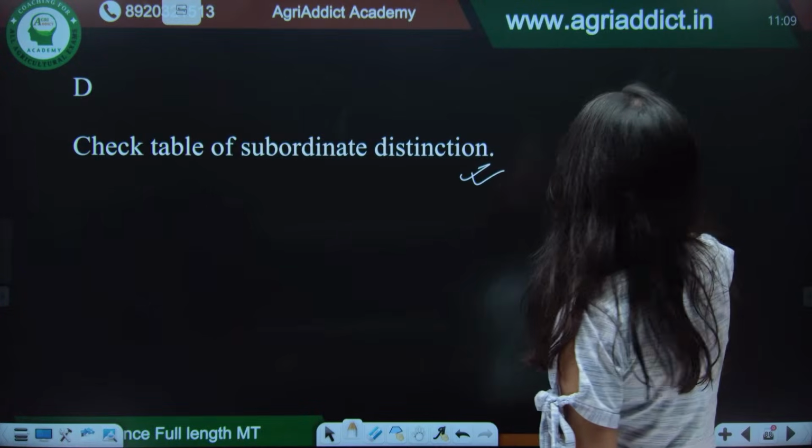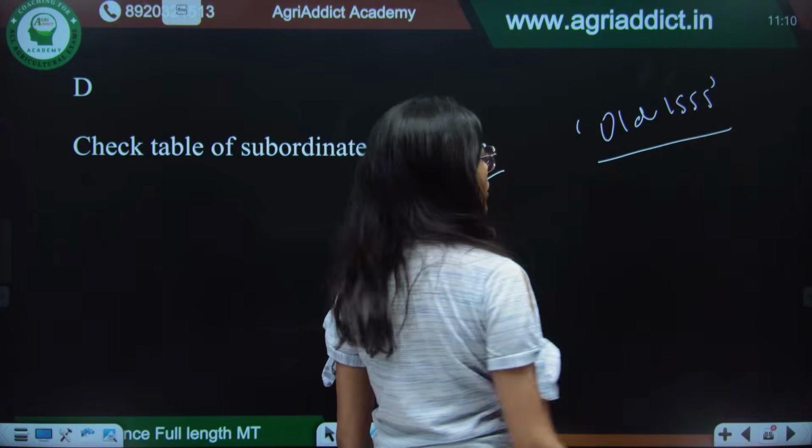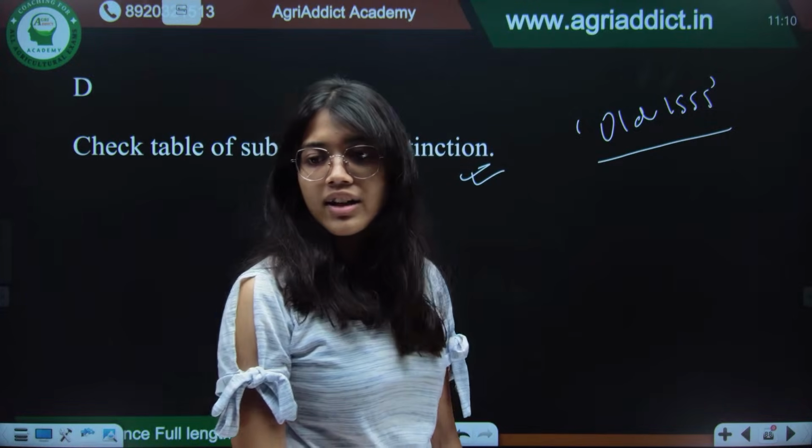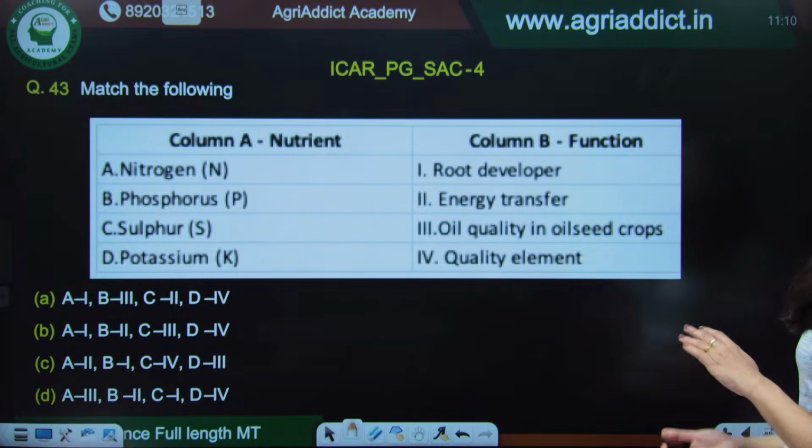Here I had mentioned that in old IEEE you have this entire table for different subordinate horizons. Please go and consult that. Very, very important table. Okay. Coming to the next question.